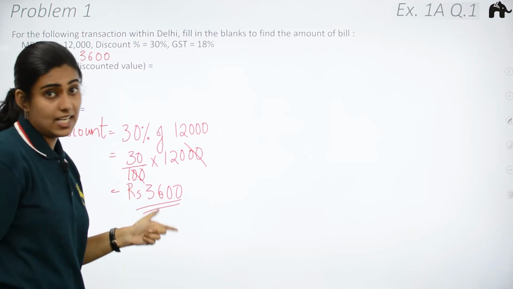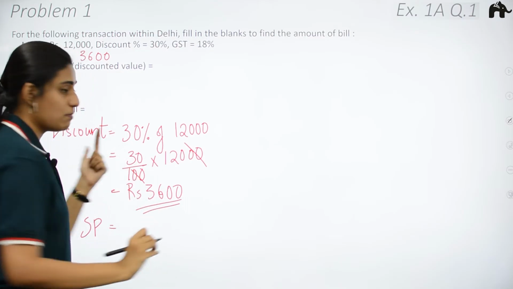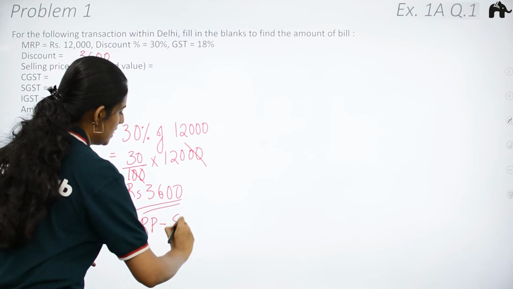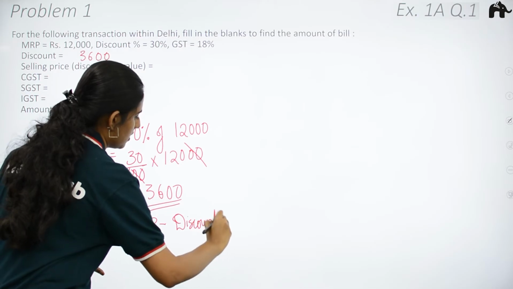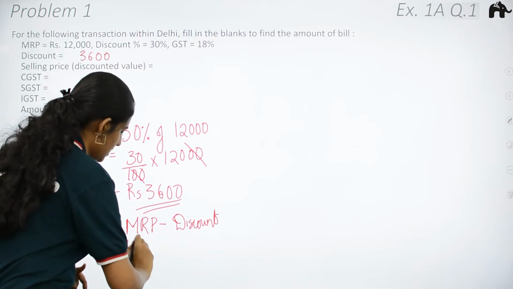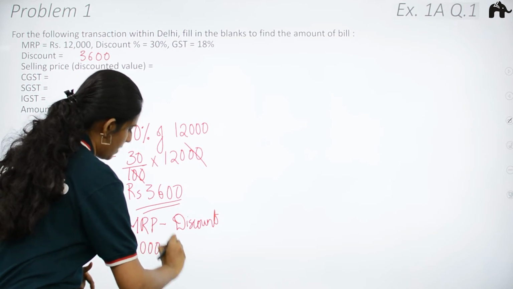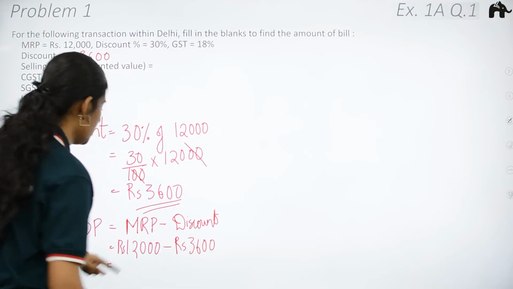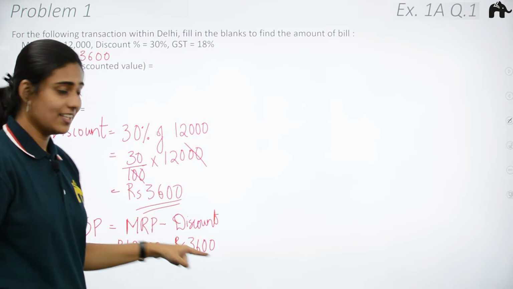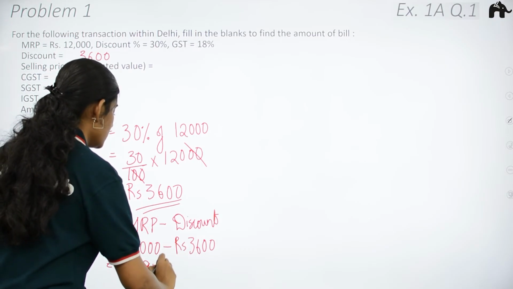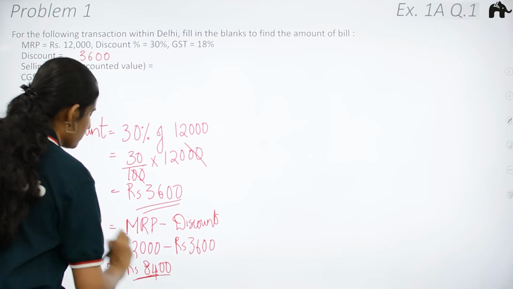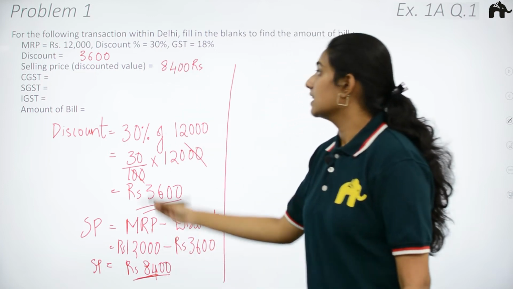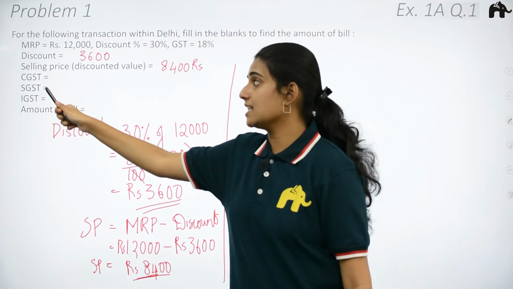Next, selling price. How do you find the selling price? MRP is known, discount is calculated. Now, MRP minus discount, which is equal to 12,000 rupees. 12,000 minus discount, that is rupees 3,600. 12,000 minus 3,600. Got the answer? Yes. Rupees 8,400. So this is your selling price. Selling price is equal to rupees 8,400.